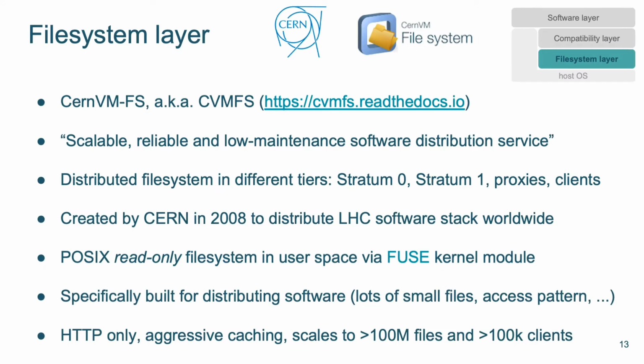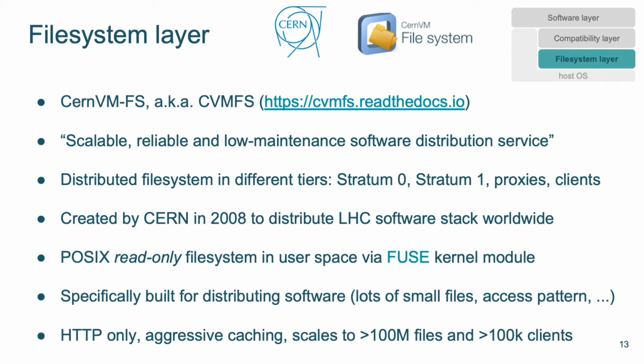Let's take a closer look at the file system layer first. Here we will use CVMFS, which is a scalable, reliable, and low-maintenance software distribution service, as mentioned on our website. It's basically a distributed file system that is organized in different tiers. There's a Stratum 0, Stratum 1, proxies, and clients. It was created by CERN to distribute the software stack for the Large Hadron Collider project. It is a POSIX read-only file system, which can be mounted in user space using a Fuse kernel module.